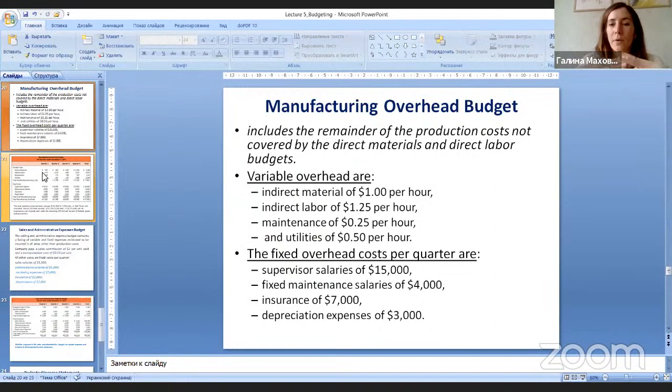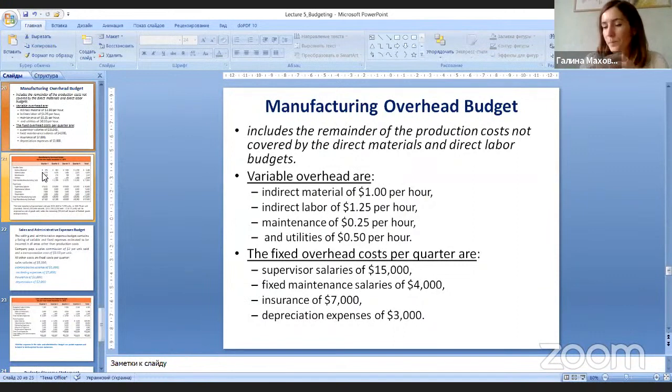Next, we have overhead, and we also should develop an overhead budget. Overhead are all types of production costs except direct material and direct labor. All costs which are related with production, but not direct material and direct labor.